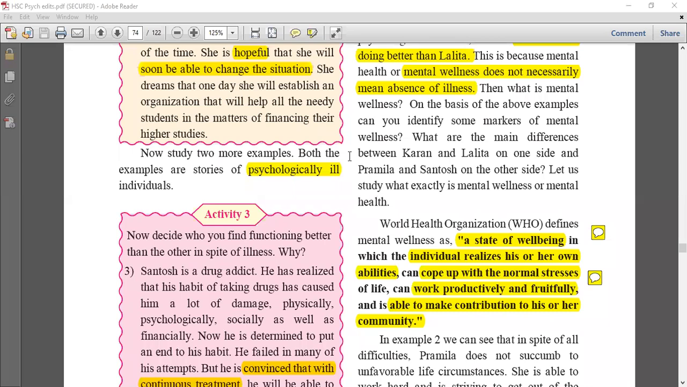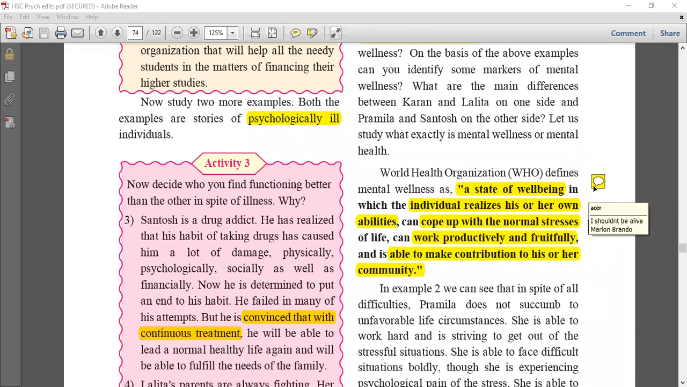Just because you are not ill, like if you don't have schizophrenia or bipolar disorder or anything like that, just because you don't have it doesn't mean that you are doing well. So that's why WHO said that state of well-being is one in which the individual realizes his or her own abilities, can cope with the normal stressors of life, and can work productively and fruitfully, and is able to make a contribution to his or her community. So we made a short form.